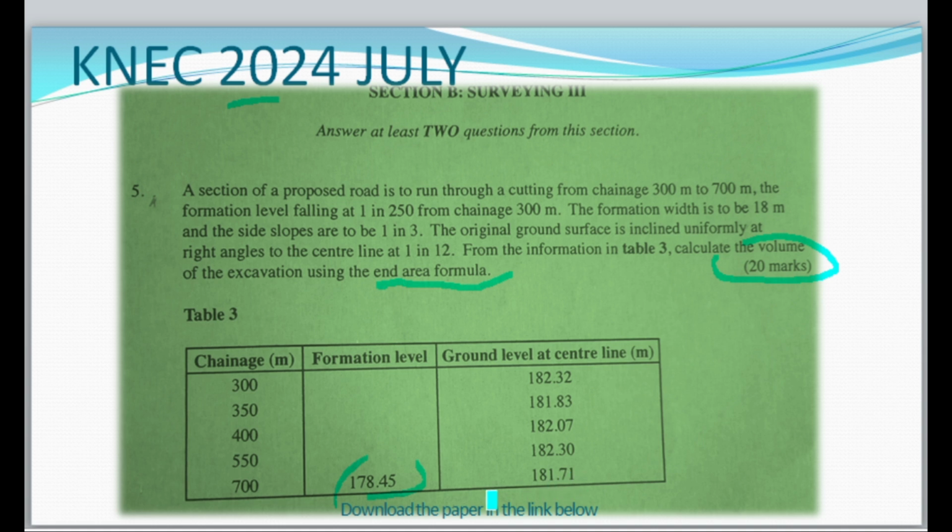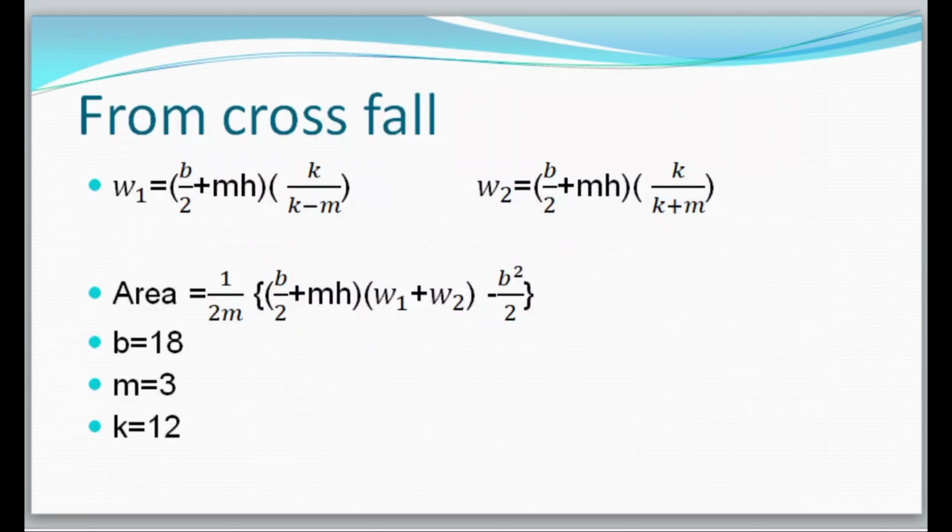So the first thing that I'm going to do, I need to find the formational level of all the other points. And why am I calculating the formational level? I need to find the difference in height, because this is the cross section, and I need to calculate the height because our formula, as we are going to be seeing much ahead, needs the h, so those are the heights.